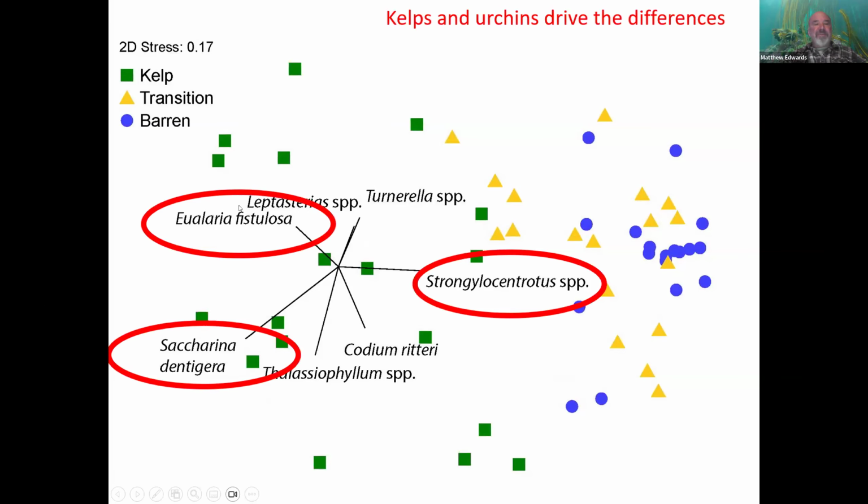And what we really see is Eularia and Saccharina. These are two kelps that have their vectors extending to the left, meaning that if you're on the left side of things, you have more dragon kelp and more benthic kelps. And if you're on the right of things, you have more sea urchins. So we see this play out nicely in the community, where the transition zones and the urchin barrens have more urchins, and the kelp forests have more kelp.